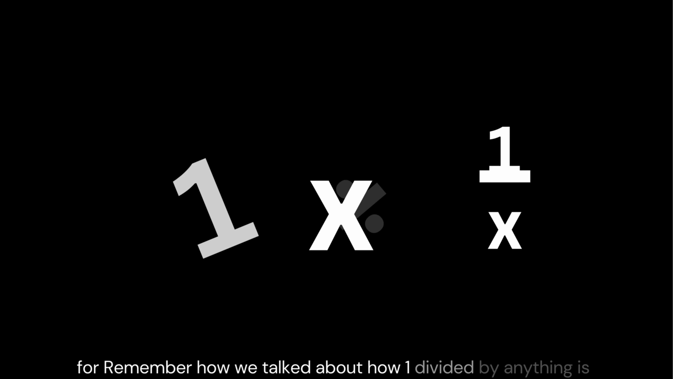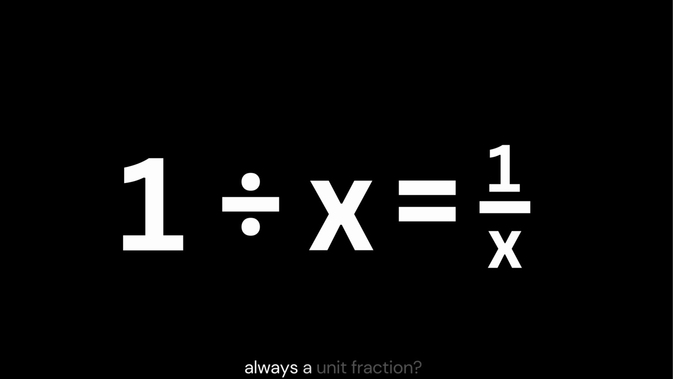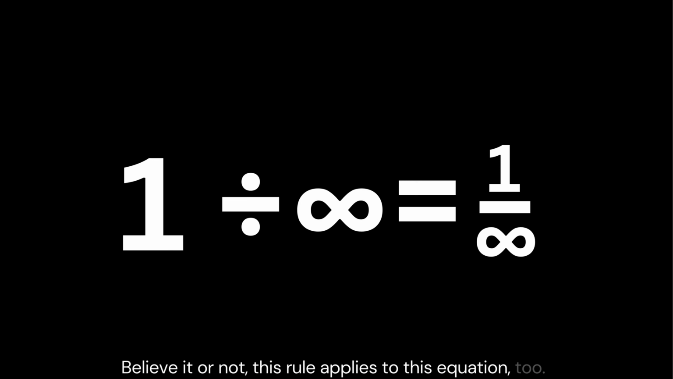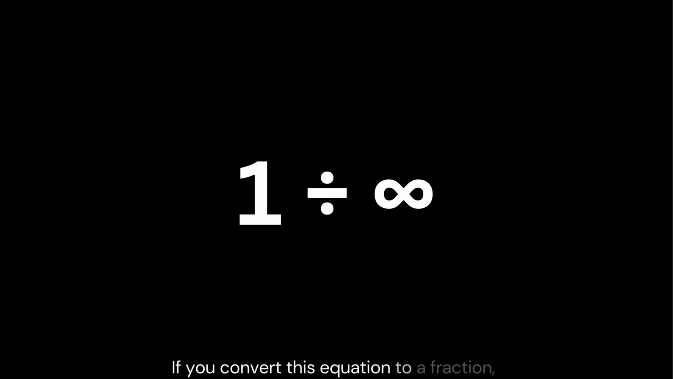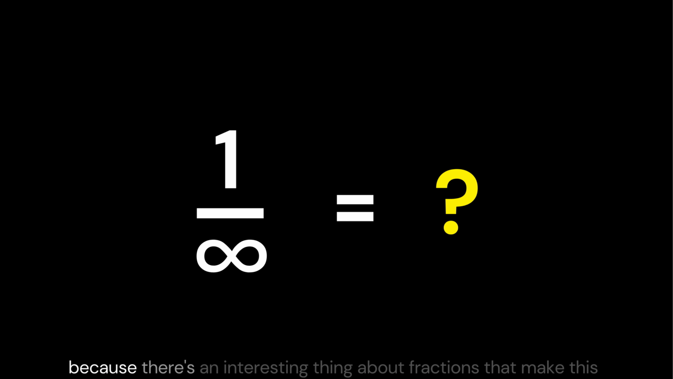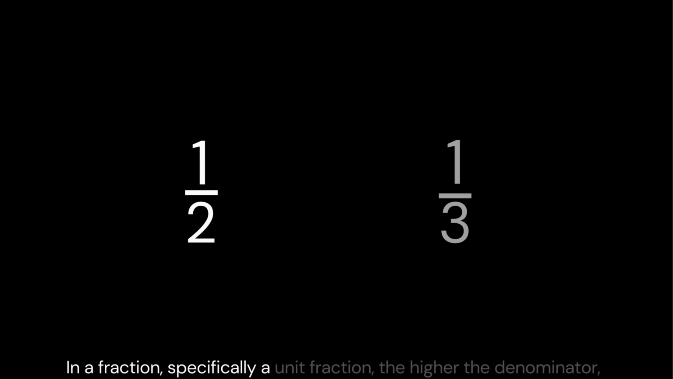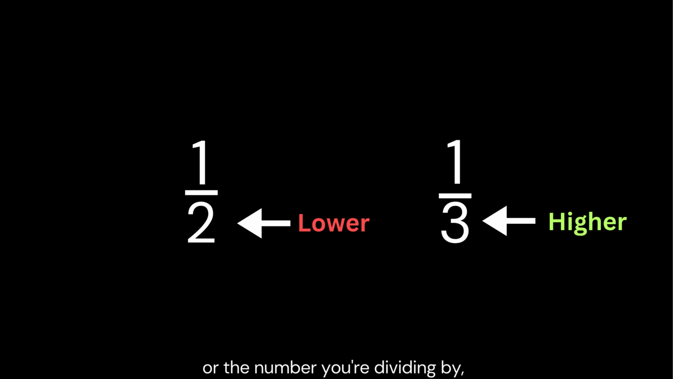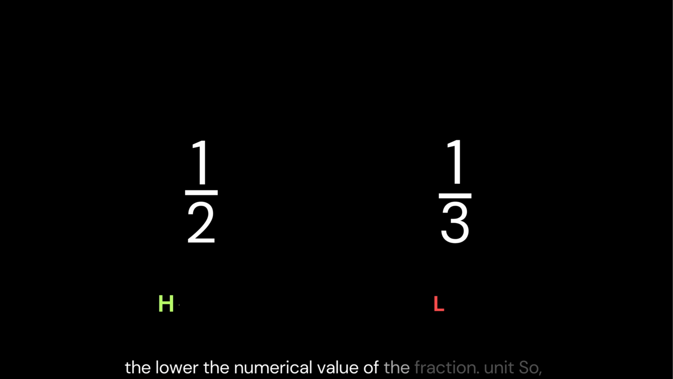Now for the equation. Remember how we talked about how 1 divided by anything is always a unit fraction? Believe it or not, this rule applies to this equation too. If you convert this equation to a fraction, you get 1 over infinity, a unit fraction. The reason why this is important is because there's an interesting thing about fractions that make this equation solvable. In a fraction, specifically a unit fraction, the higher the denominator, or the number you're dividing by, the lower the numerical value of the fraction.